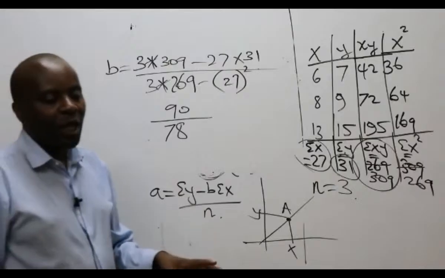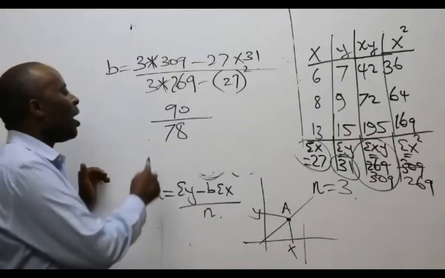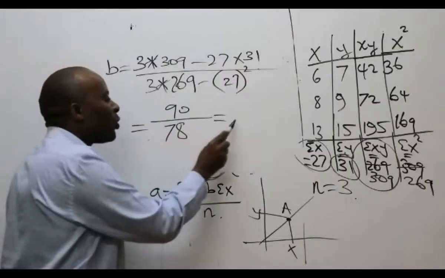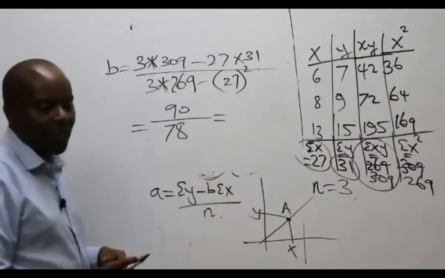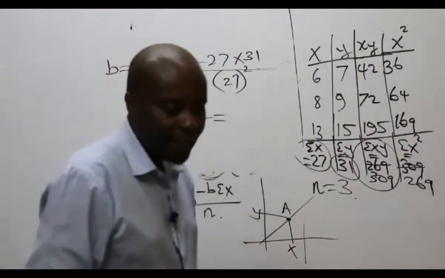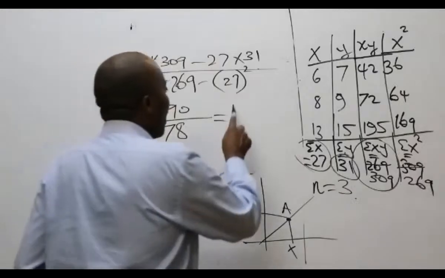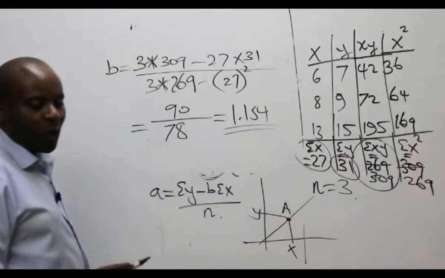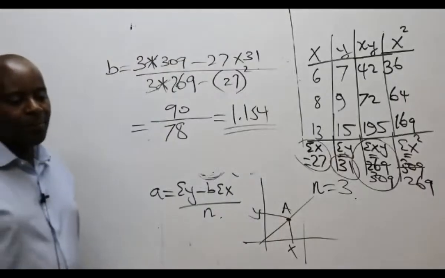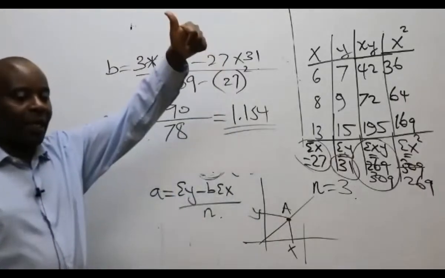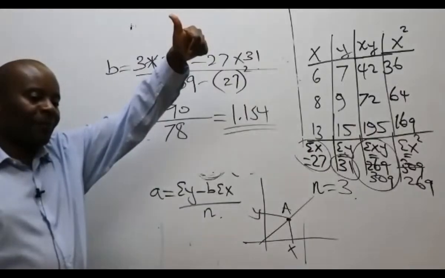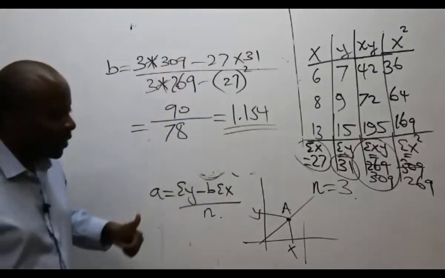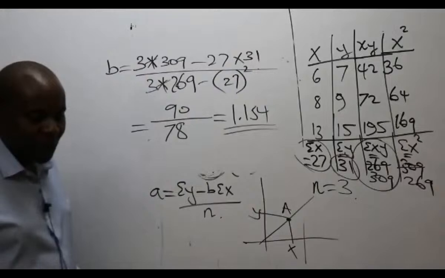Thank you very much. Now, ladies and gentlemen, do me a favor. Please go ahead and give me the quotient here. What is 90 divided by 78? Sharon tells me it is 1.154. Great. So many guys have been able to confirm. Amaya has gone to four decimal places.